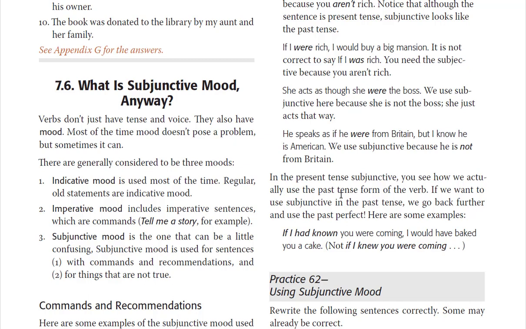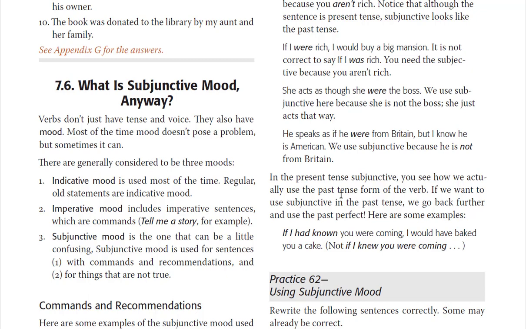Regular old statements are indicative. Imperative mood includes imperative sentences, which are commands. In other words, "Tell me a story," for example. Subjunctive mood is one that can be a little confusing, especially in English.